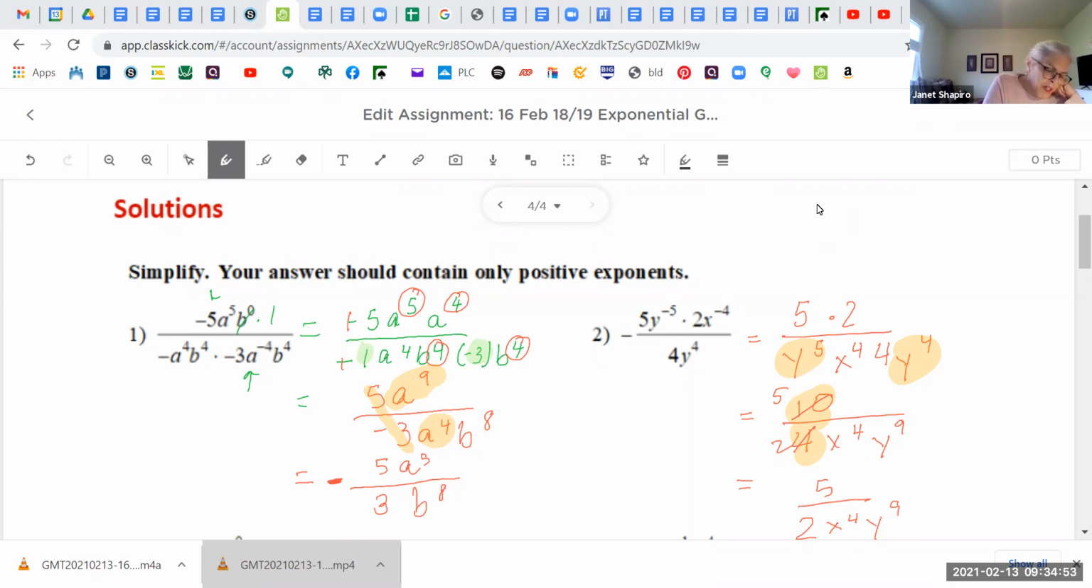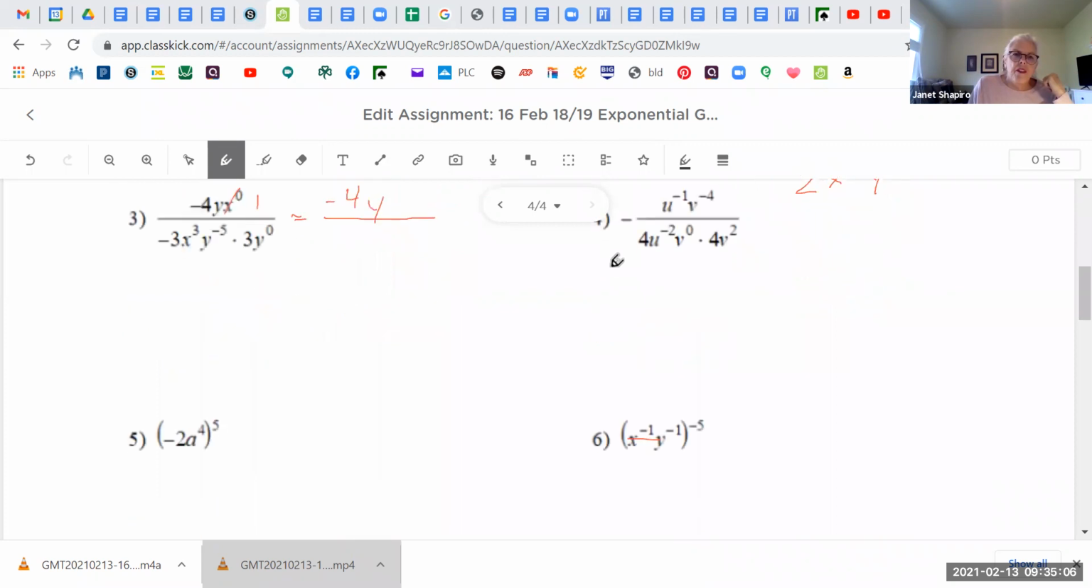Rewrite using all positive exponents. My -4 stays where it is, my Y stays where it is, X to the 0 is 1. So times 1 doesn't change anything in the denominator. -3 stays where it is. X to the 3rd, Y to the -5 goes up above. 3 and my Y to the 0 is just 1.